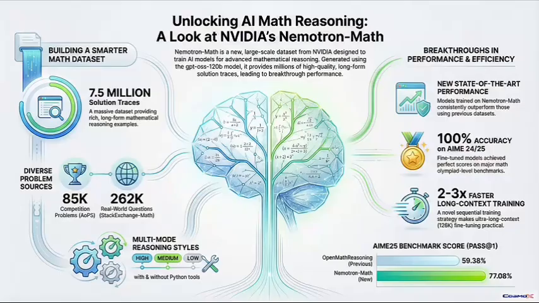Welcome to the Deep Dive. Today we're cutting right to the chase on AI reasoning. We're looking at a new dataset from NVIDIA, Nemotron-Math, and it claims to provide, well, a kind of shortcut to top-tier performance in really complex math problems.